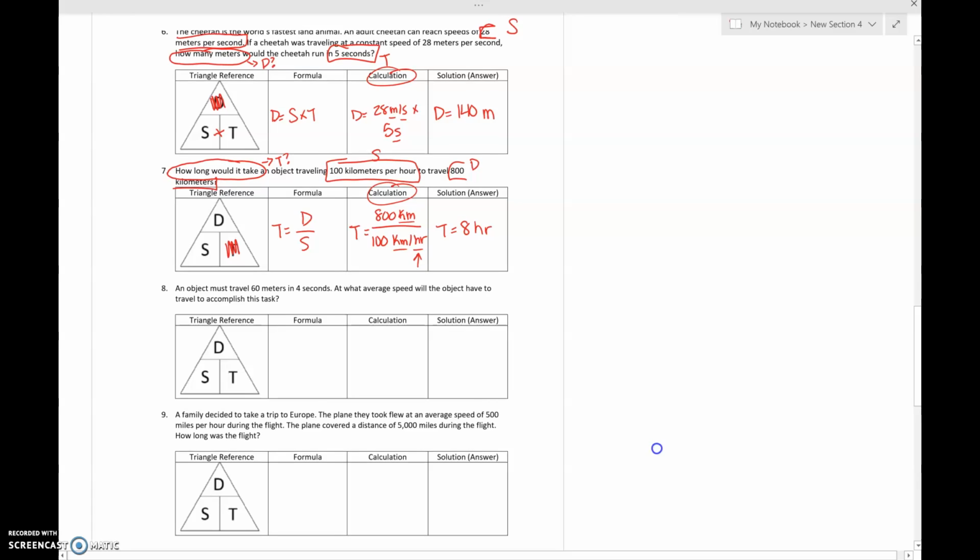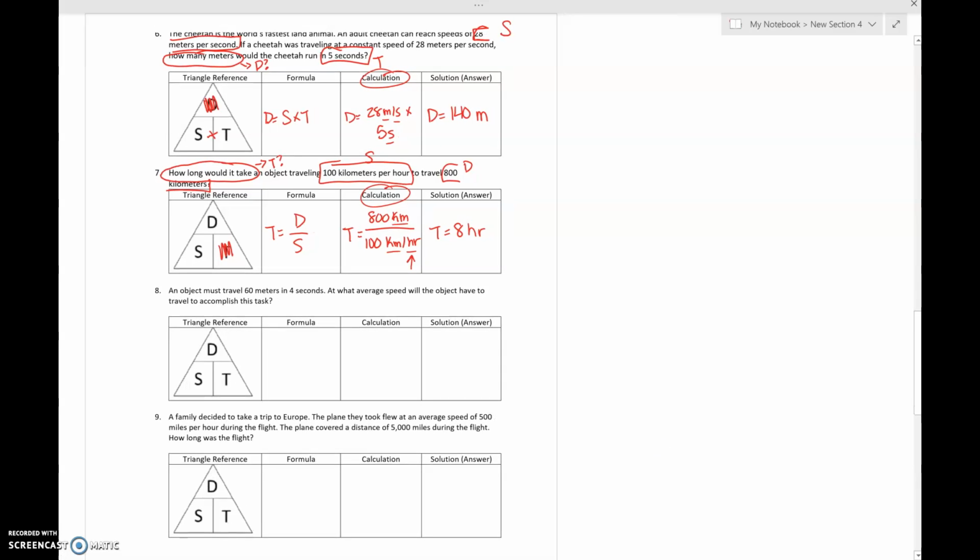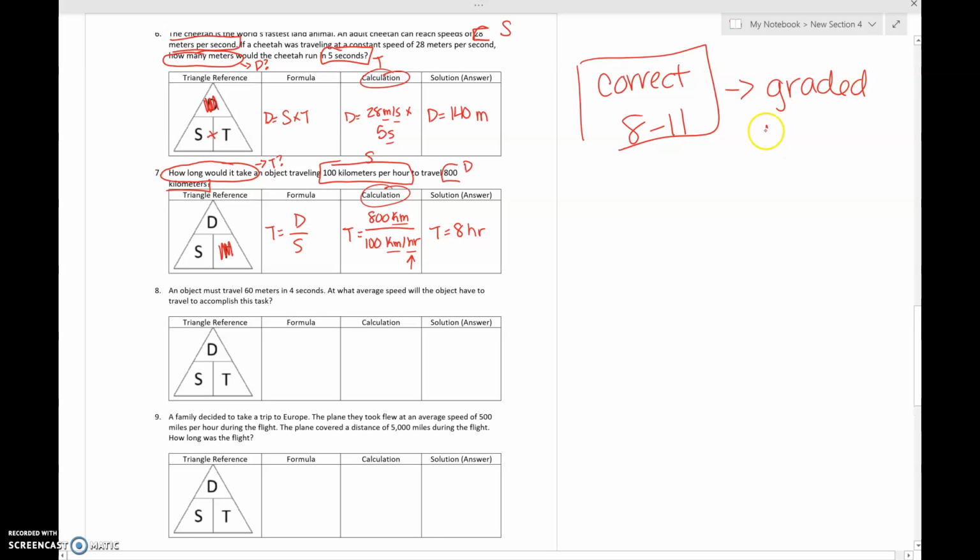Your task for the rest of class depends on how you did on numbers 4 through 7. If you ended up making a lot of corrections on numbers 4 through 7, then I need for you to go back and you need to complete or check and make corrections on 8 through 11. We're going to be grading 8 through 11 in class tomorrow. And remember, it's for accuracy, so you got to have the correct answer to get the full credit.